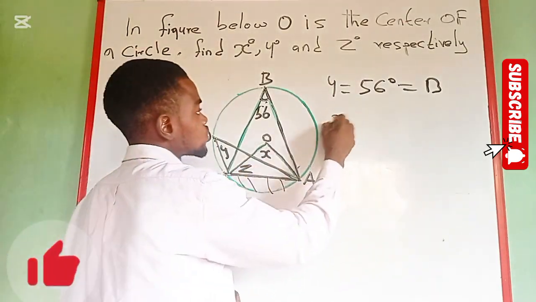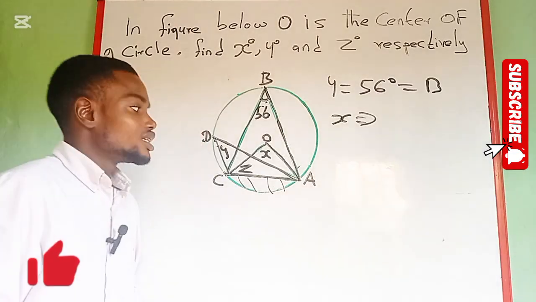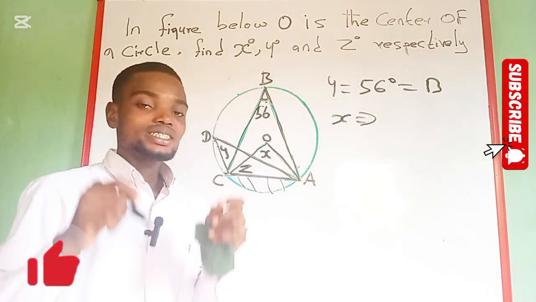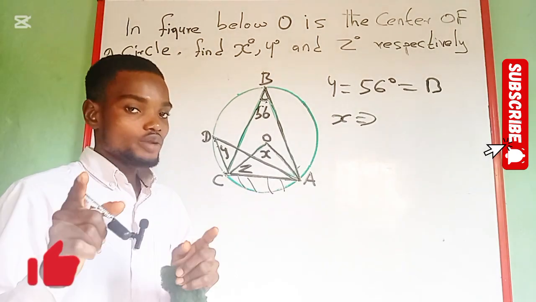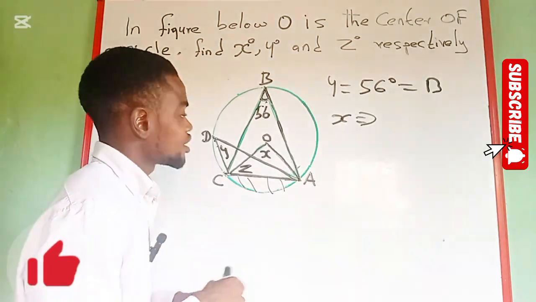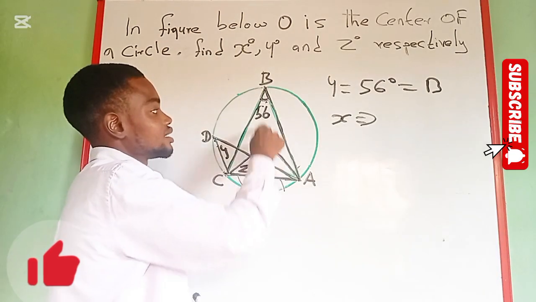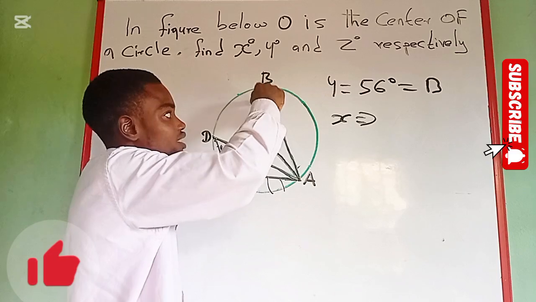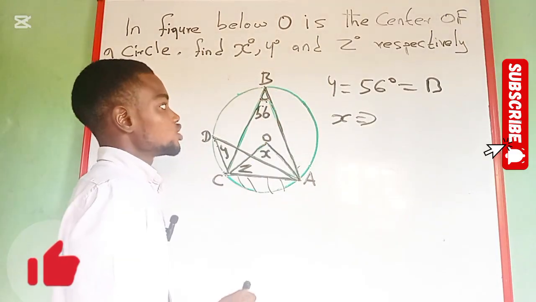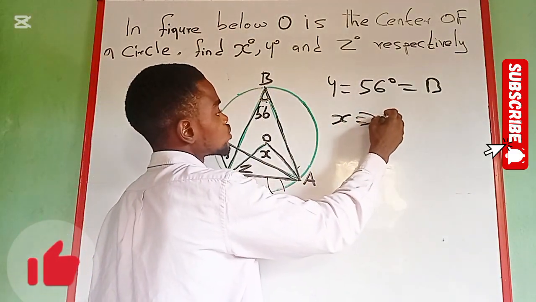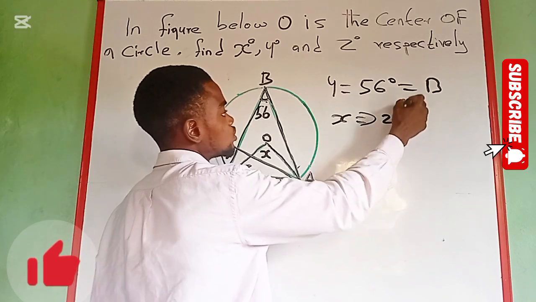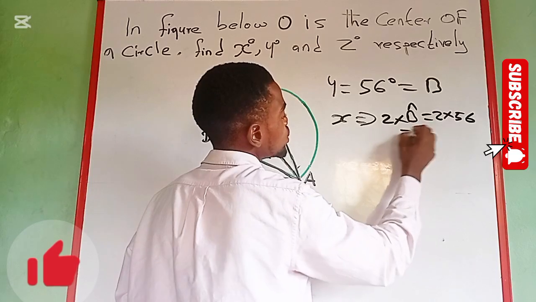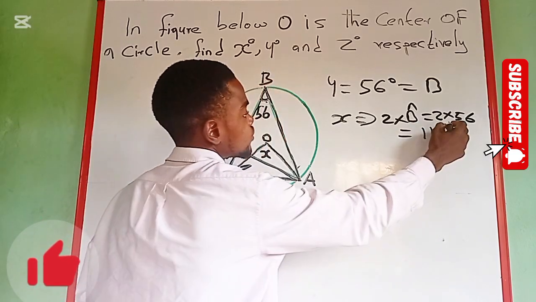Now we are left with S and y. So how can we get S's value? Now from the theorem that says that the angle at the center of a circle is twice the angle at the circumference. You remember I made a video on that, you can go and check. So this is the center angle here, and this angle here is the circumference. So the center angle is going to be twice this angle at the circumference, so that S is going to be equal to 2 times angle B, and that is equal to what? 2 times 56, which is going to give us 112 degrees.